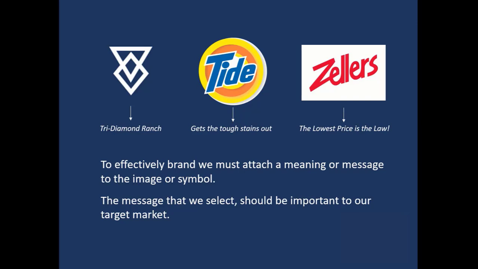For example, why buy Tide laundry detergent? The answer is because Tide gets the tough stains out. Why shop at Zellers? The answer is because at Zellers the lowest price is the law. In sum, to effectively brand, we must attach a meaning or a message to the image or symbol. And the message that we select should state something that is important to our target market.